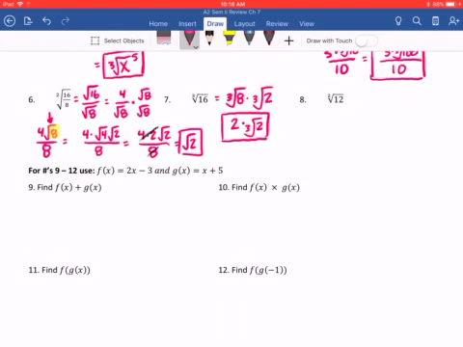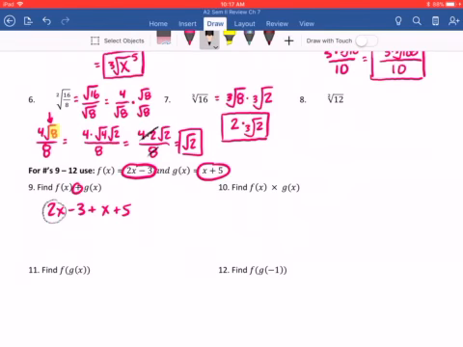So we have these two functions, 2x minus 3, and this function here, x plus 5. So we have to, in number 9, add these two functions together. Well, to add two functions together, all you're going to do here is combine like terms. So we're going to add this 2x minus 3 to this x plus 5.